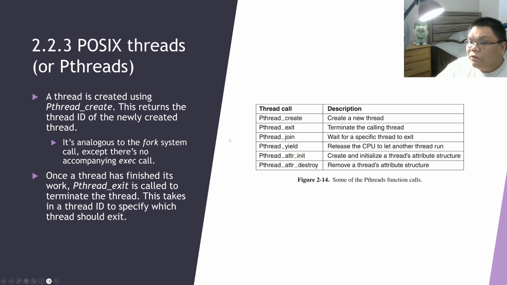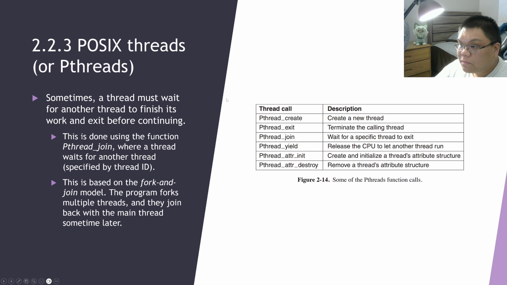So we use pthread_create to create a new thread. It's analogous to the fork system call, except there's no accompanying exec call. Once a thread has finished its work, we call pthread_exit to terminate that thread. We must also specify which thread to terminate by passing in the thread ID. Sometimes the thread must wait for another thread to finish its work and exit before continuing. This is pthread_join, and it's based on something called the fork and join model.